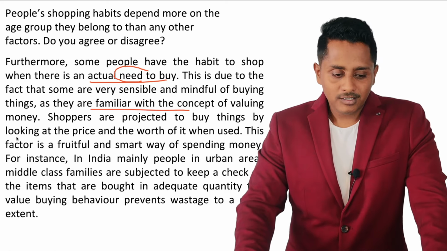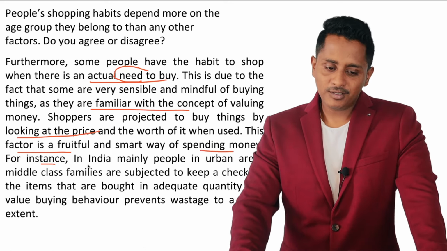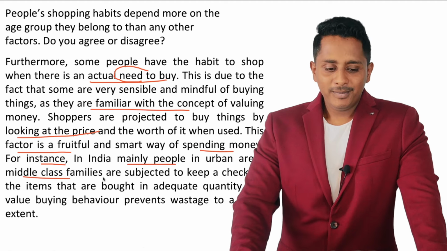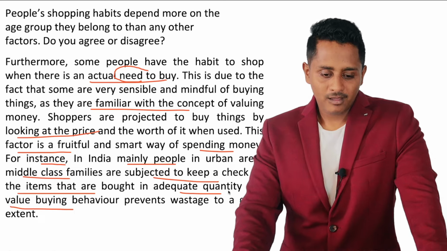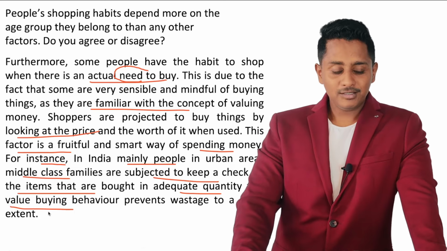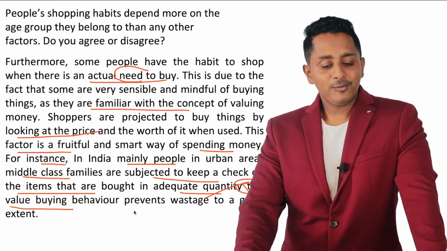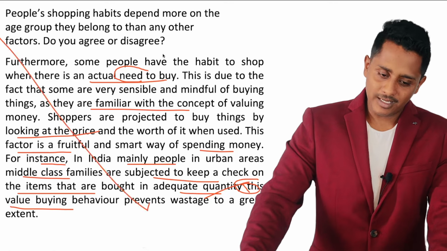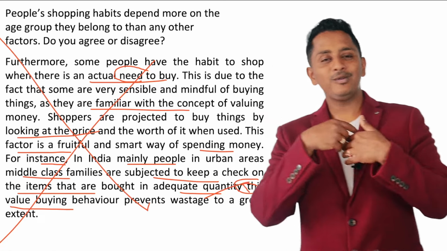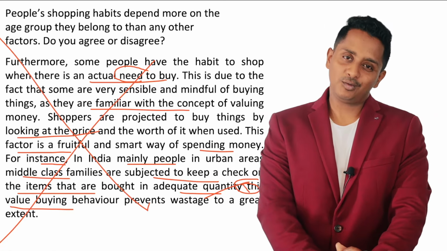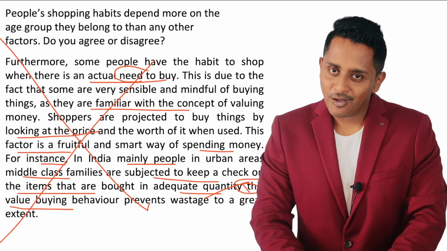Shoppers are projected to buy things by looking at the price and worth of it. This factor is a fruitful and smart way of spending money. For instance, many people in urban areas, middle class families, keep a check on the items, bought in adequate quantity, this value, something is wrong here. Buying behavior prevents wastage to a greater extent. Entire thing is wrong with respect to the question asked. Question is something, answer is something. Age group, how it will not influence more on the shopping habits than other factors, it's still completely missing. So this also would be wrong.